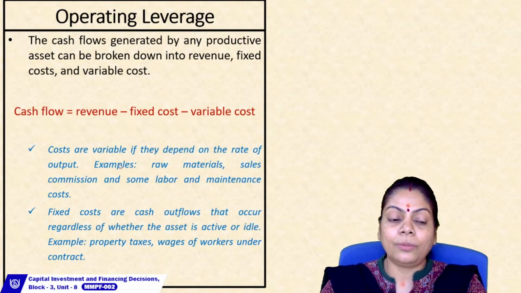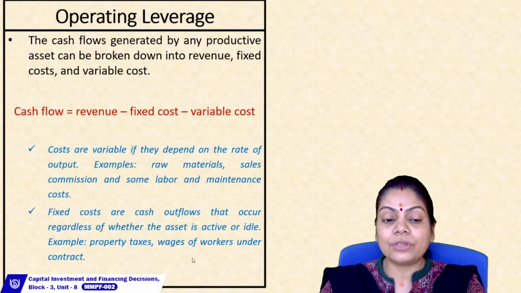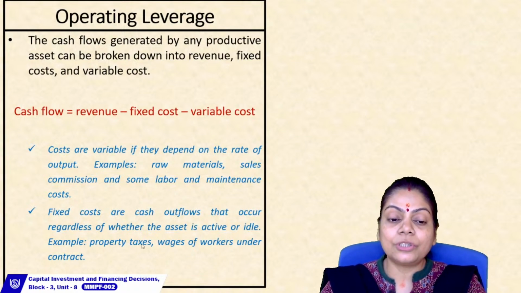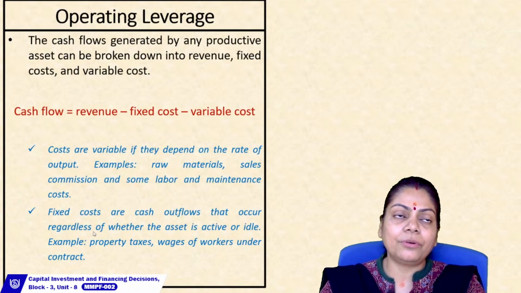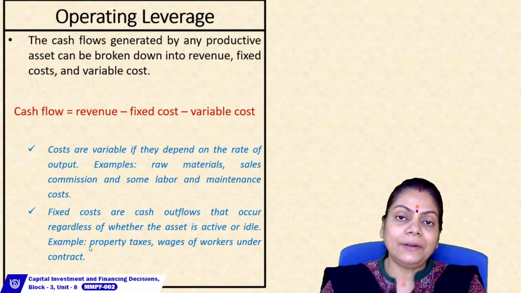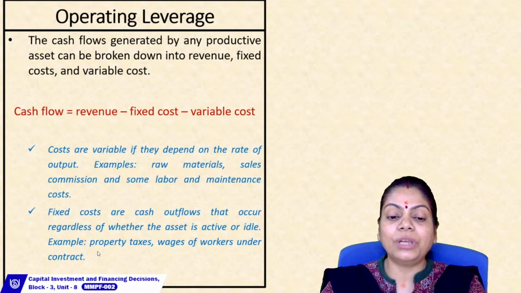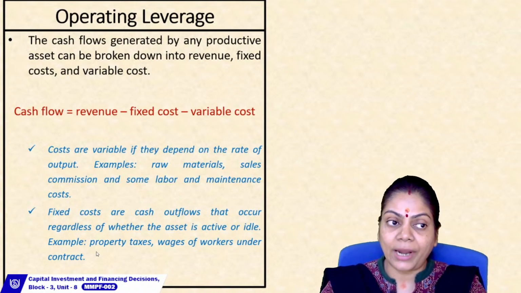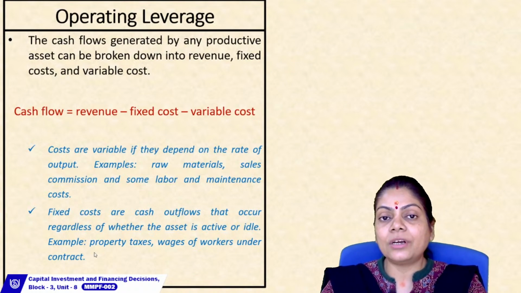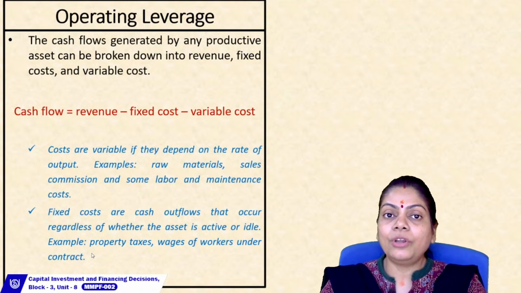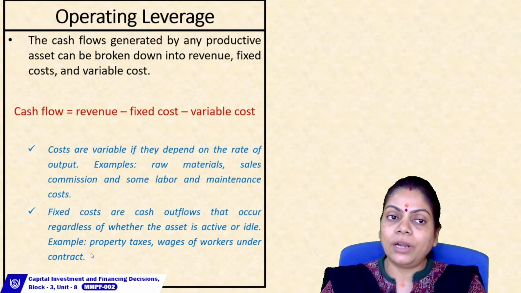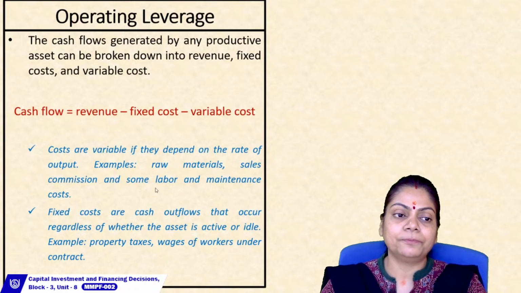When we're talking about fixed cost, it is the cost which, even if you are producing at a high rate or you are idle, will remain more or less constant. For example, you have property taxes, you have wages of workers who are under contract. They are under contract for 1 year. Whether you make them work for 8 hours a day or you don't give them a job on a particular day, you are going to pay them. So, these kind of things are called the fixed cost.